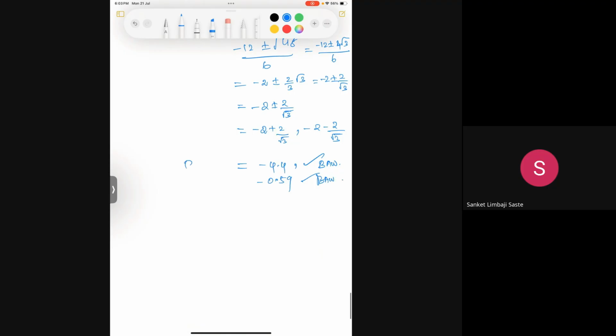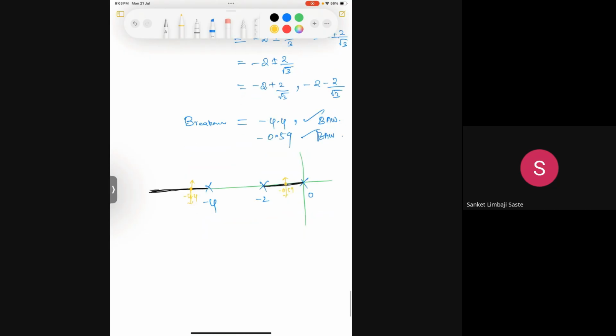Good. Now we found what are all the breakaway points. I'm just going to mention it here so that we can use it later. 1 pole, 2 pole, 3rd pole. These are all root locus areas. At minus 4.4, there is a breakaway point. At minus 0.59, there is a breakaway point.